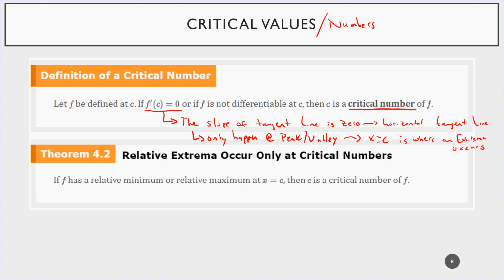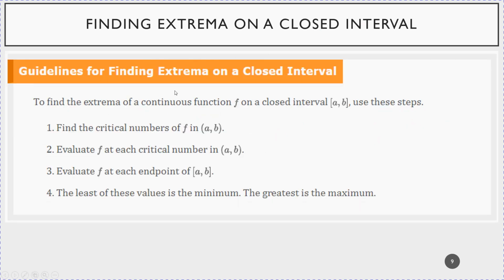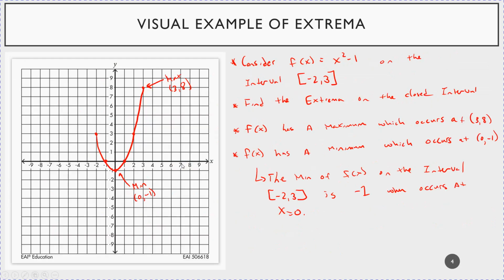So now, and these concepts will make more sense, I promise, when I work through the next couple of examples, what we're going to introduce, using this concept, is a procedure for finding extrema on a closed interval. I'm going to rework these steps and go back for a second with this example right here. I want to find the extrema of f of x equals x squared minus 1 on the closed interval from -2 to 3.